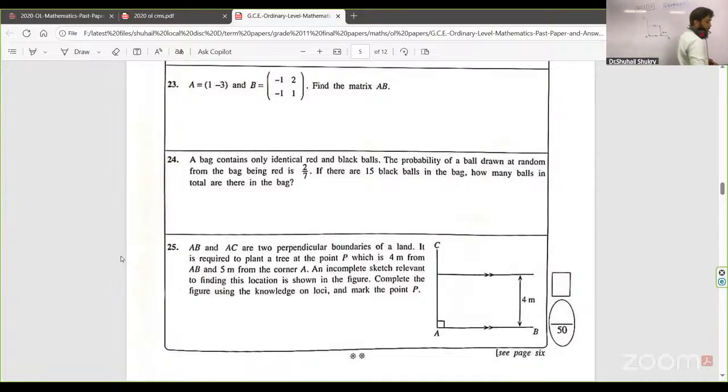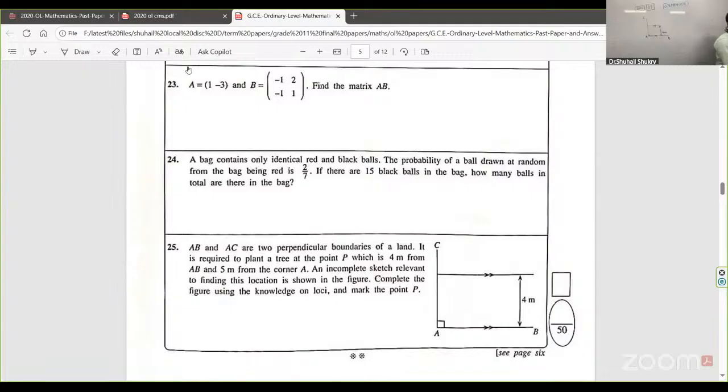Right. Then what can I do? They have asked, it is required to plant a tree at the point P, which is 4 meters away from AB. Already they have marked the 4 meter line away from AB. And 5 meters from the corner A. An incomplete sketch relevant to finding this location is shown in the figure. Complete the figure using the knowledge on locus and mark the point P.